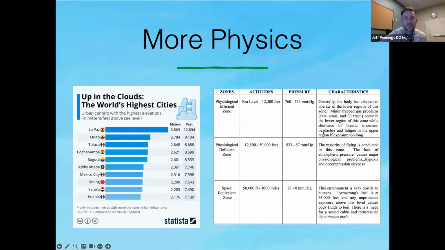As you get into the physiologic deficient zone, which is where your planes are going to be flying, this is where you see more significant issues with hypoxia and decompression sickness related to Dalton's and Boyle's law that we already talked about. And of course, the space equivalent zone is just not compatible with life. Nitrogen in blood will boil, and it's no good.